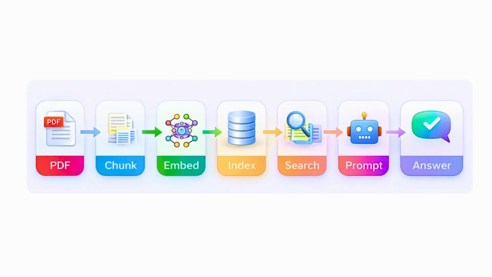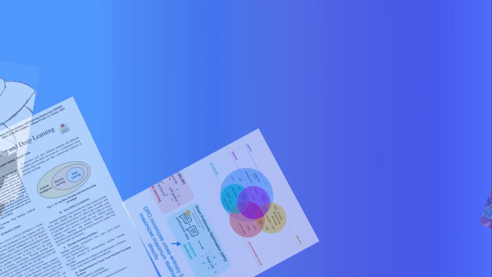Now, let's simplify it. At its core, the entire system can be reduced to just this: PDF, chunk, embed, index, search, prompt, AI, answer. This is the backbone of the whole project. We take a paper, break it down, understand its meaning, store it smartly, search the right parts, guide the AI, and finally generate the answer. And now that you have both the big picture and the simplified version, let's start breaking it down step by step. We will look at each stage, understand the problem it solves, and see how everything connects together.